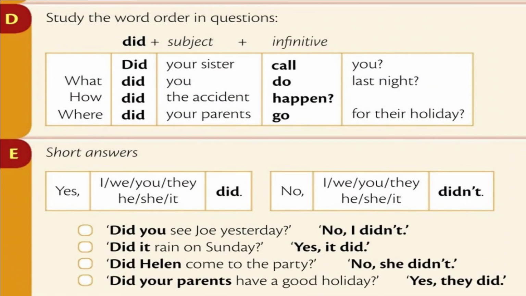Section D. Study the word order in questions. Did plus subject plus infinitive. Did your sister call you? What did you do last night? How did the accident happen? Where did your parents go for their holiday?